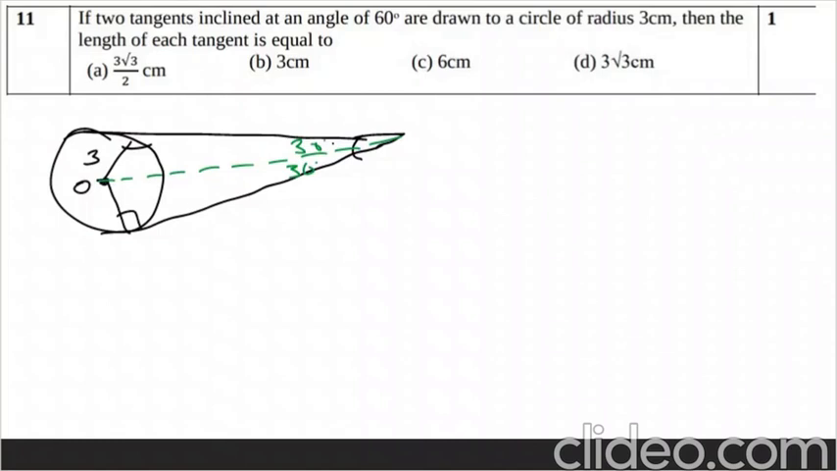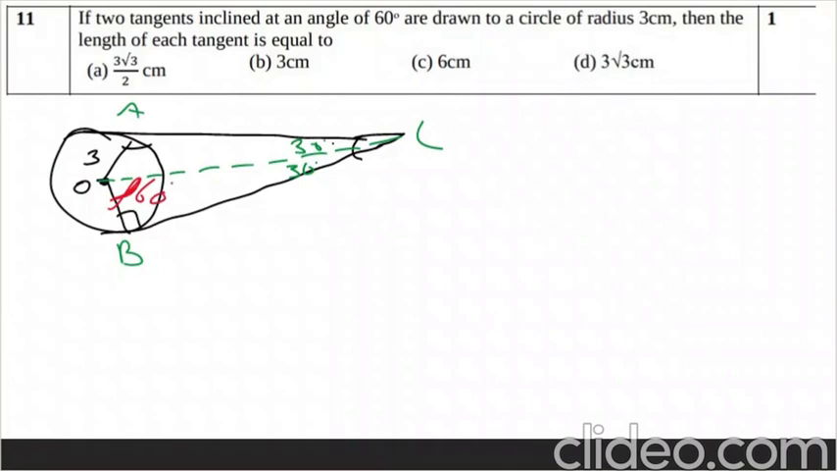We can see two triangles are there. Let's name this as A, B, C. If you see the triangle O, B, C, let's use trigonometry now, angle sum property. What will be this angle at O? This is 90 degrees. 90 plus 30 is 120. 180 minus 120 gives me 60 degrees. So by angle sum property I get 60 degrees.